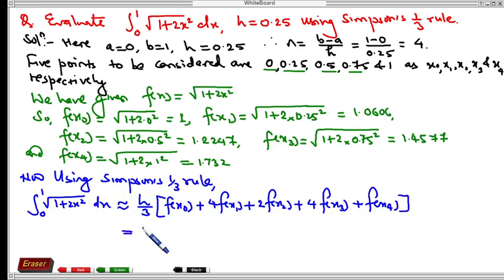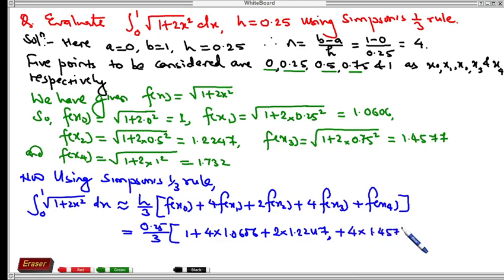equal 0.25 by 3 times 1 plus 4 times 1.0606 plus 2 times 1.2247 plus 4 times 1.4577 plus 1.732, and finally the answer is 1.2717 using calculator. In this way we can solve that problem.